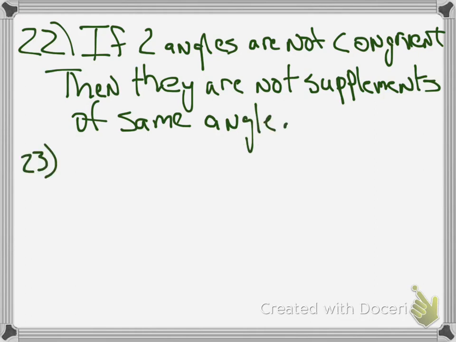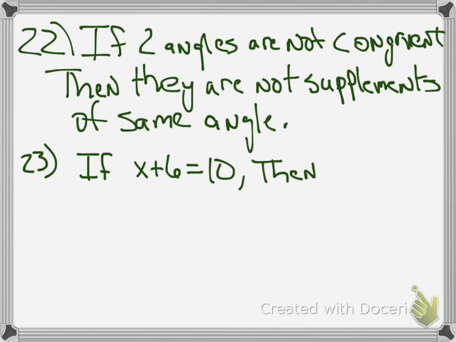Okay, so 23, we want to use the law of syllogism again. Keep in mind, with syllogism we're joining the if in the first statement and the then in the second one. So if x plus 6 equals 10, then x squared is equal to 16. Notice how we joined those two together. Okay, so there you go with that.